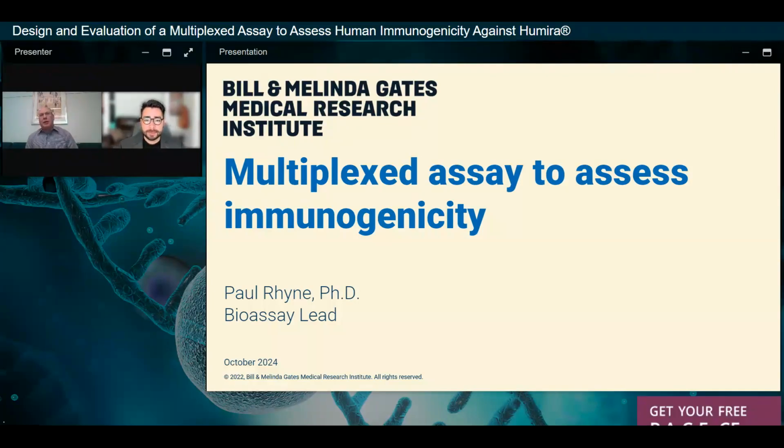Yeah, that's an interesting question. So we didn't apply this to psoriasis patients. We just developed this assay as proof of concept, and we chose the psoriasis patients because we knew that a lot of those are treated with Humira, and we felt like that would be the right disease state.